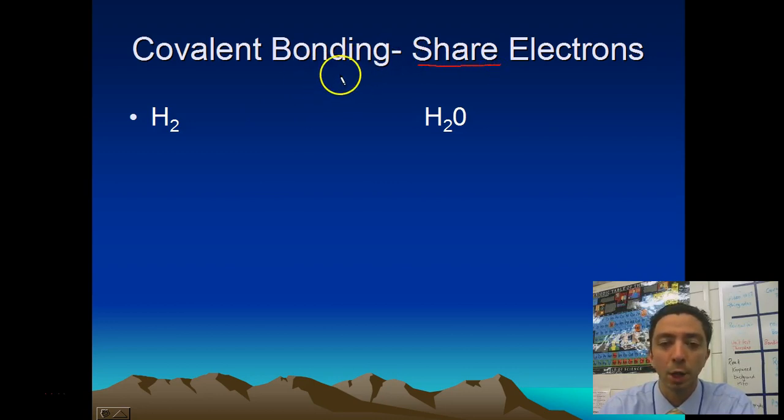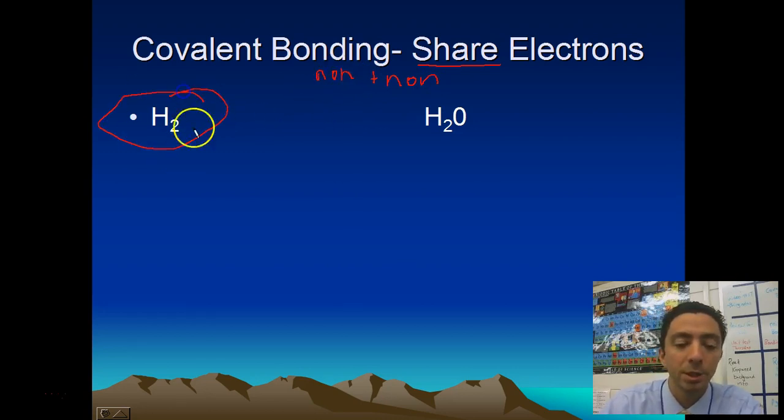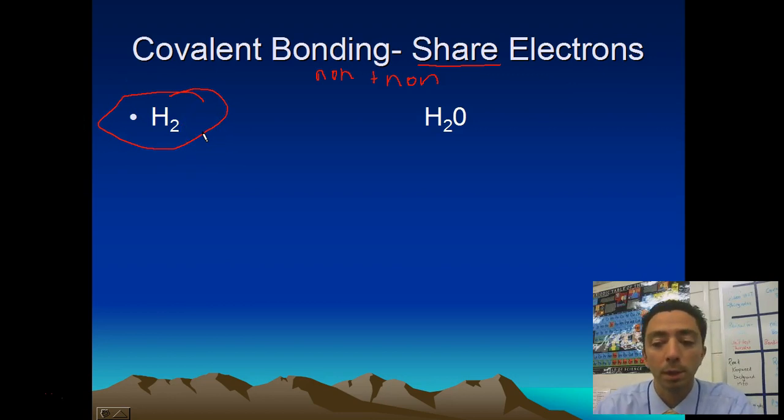sharing electrons. A covalent bond only happens between nonmetals. So this is a non plus a non. There are no metals involved in covalent bonding. There we go. Non plus a non. So the first one we're going to do is over here, H2. You're always going to get a formula for covalent bonding because we've got a couple different options when we make these. We can make single, double, and triple bonds, but it's going to start the same way that we started the ionic bonding with Lewis structures.